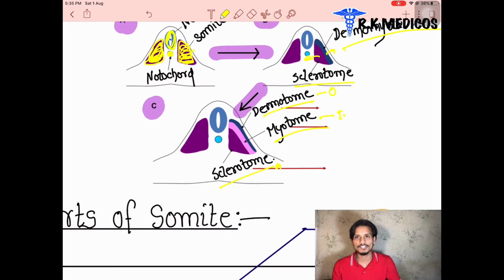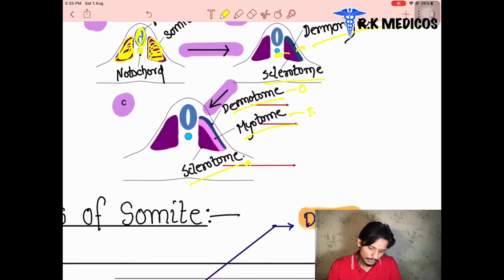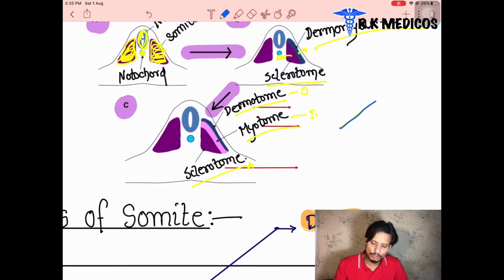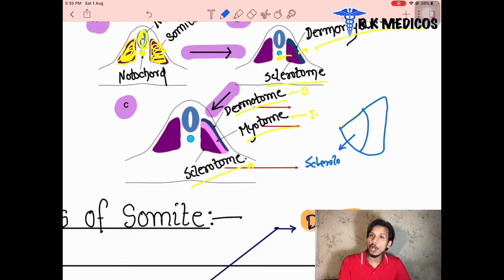So what are the structures developing from the sclerotome and what are the structures developing from the dermamyotome? We see now. So we are going to see about the division of, see this structure, you may understand. This is the somite, you know now. And the somite is divided into two parts. The inner one is called the sclerotome, and the outer one is called the dermamyotome.